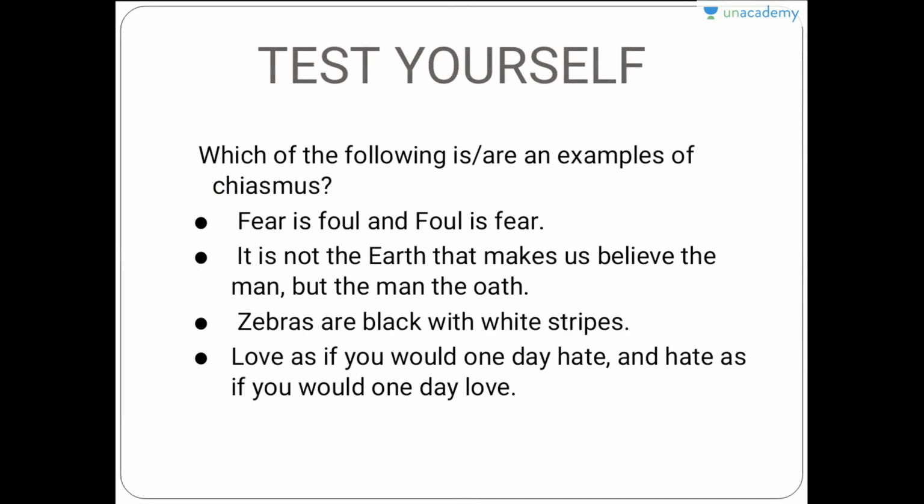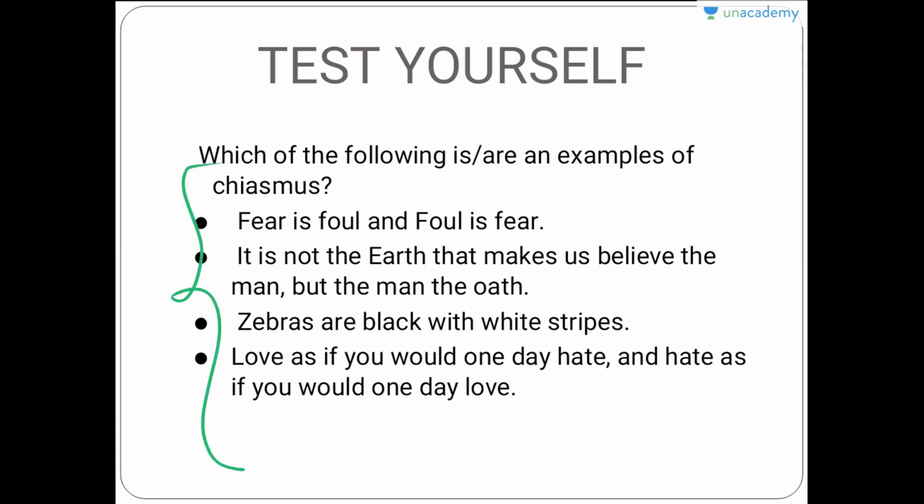So here's the test. It is quite an easy one. All of you will clear it. Let's begin. You have to figure out again the same question: which are the correct examples of chiasmus and which are the incorrect examples of chiasmus. Let's begin. Fear is foul, and foul is fear. It is not the earth that makes us believe the men, but the men the oath. Zebras are black with white stripes. Love as if you would one day hate, and hate as if you would one day love. You can pause the video.